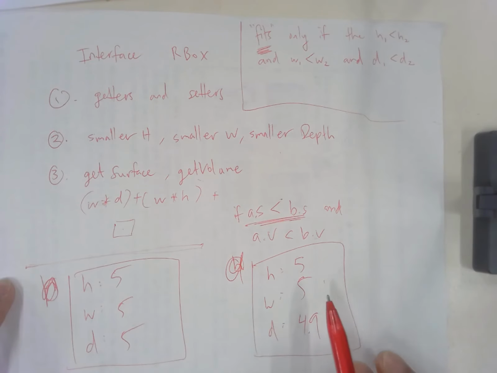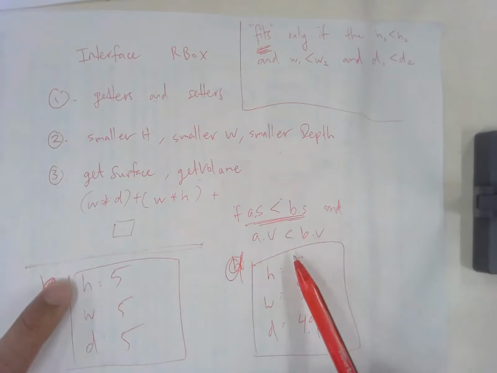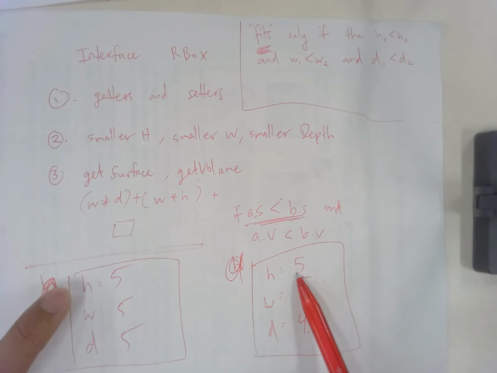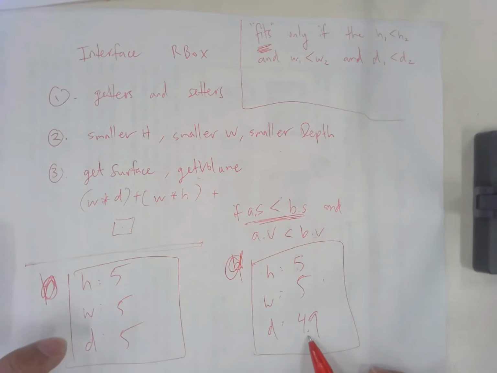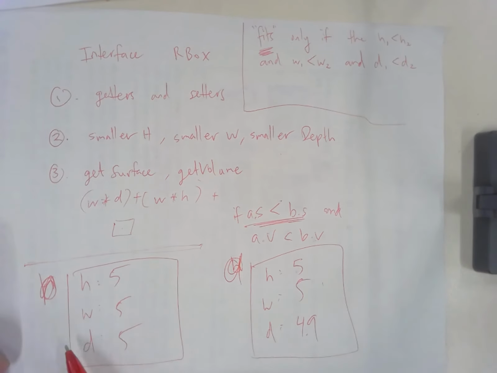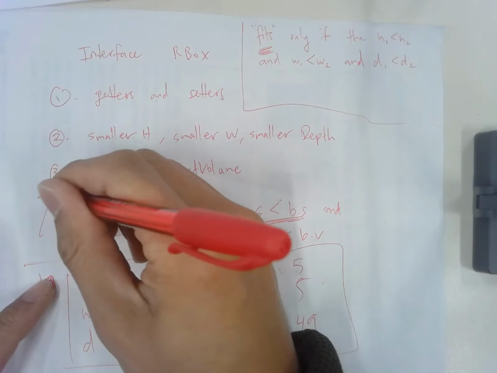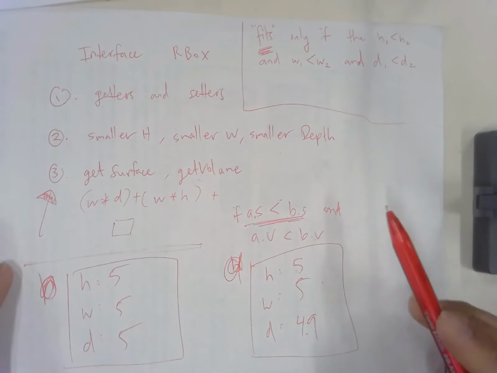But these two boxes wouldn't fit in each other because the height is not less than the height, and the width is not less than the width. They're equal. But this depth is less than this depth. So that is why it's argued that 3 is not the correct answer.